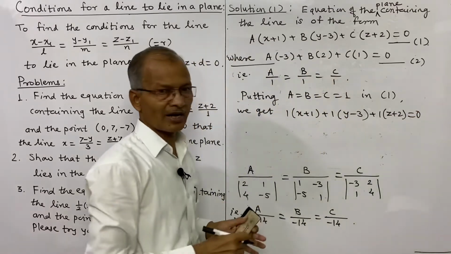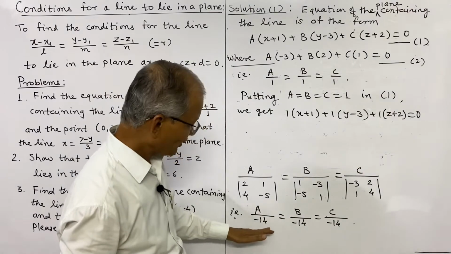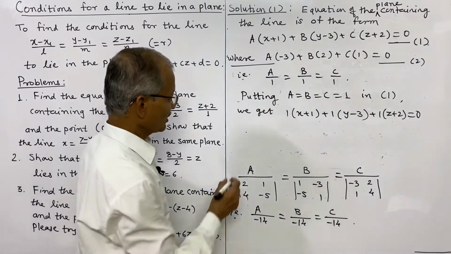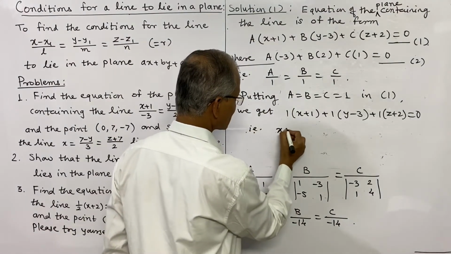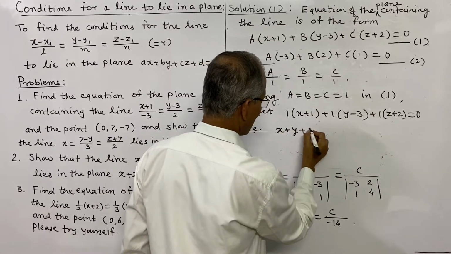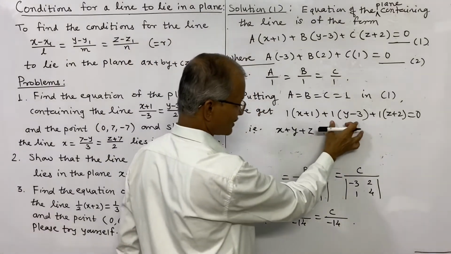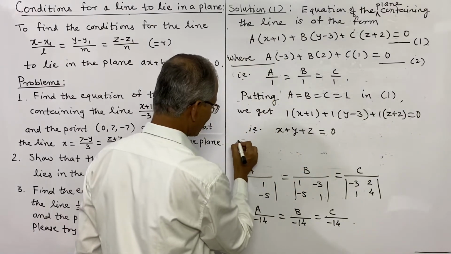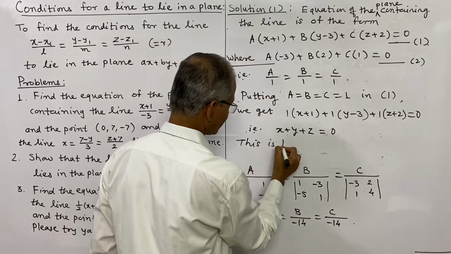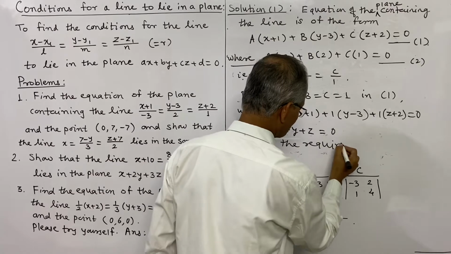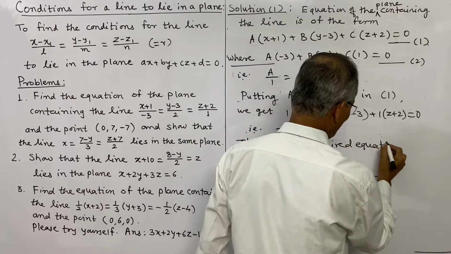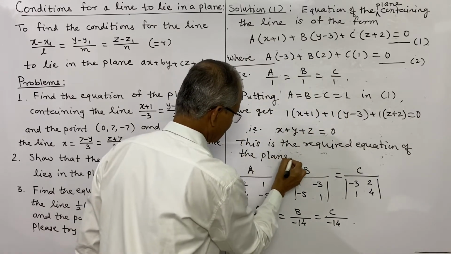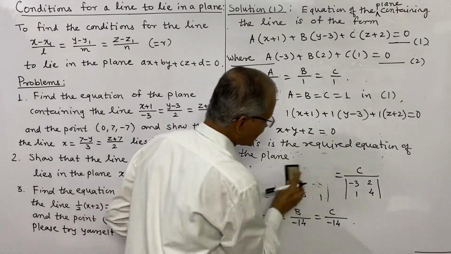These are proportionate values here. In particular, the values are all equal, and therefore we have written this. They may be different. So this will be x plus y plus z, and you see the constants: 1 minus 3 is minus 2, and plus 2 cancels, equal to 0. This is the required equation of the plane containing the given line.